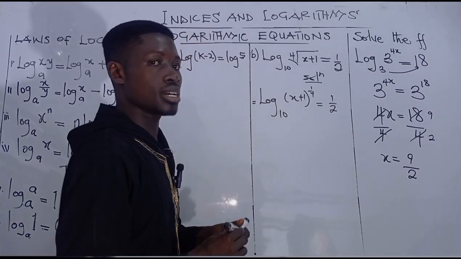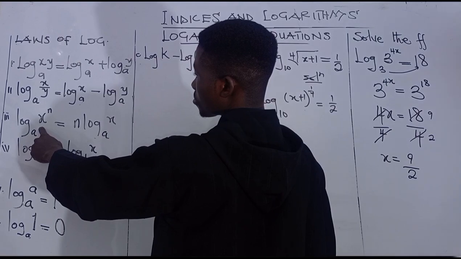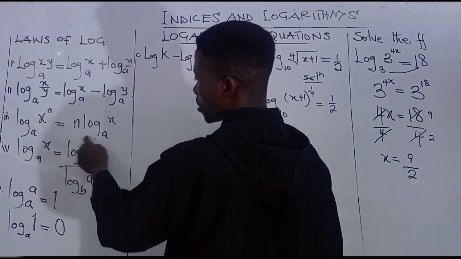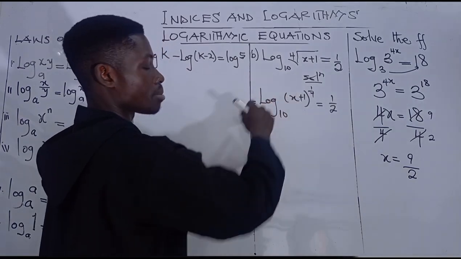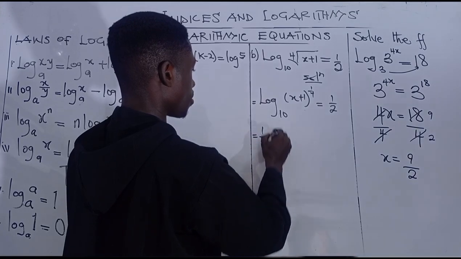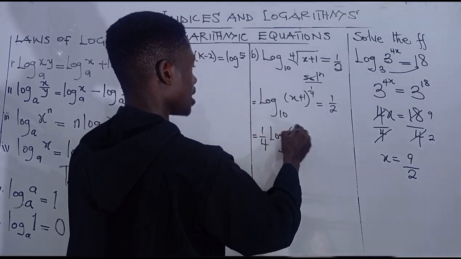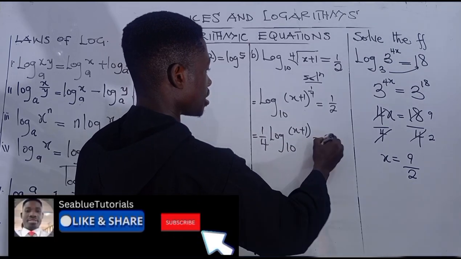Now applying the power law of logarithm, which is this very law, the power will come in front to multiply the logarithm. So this power will come in front to multiply the logarithm. So you have 1/4 multiplying log of x plus 1 to the base of 10.